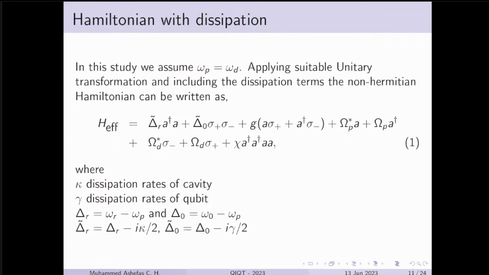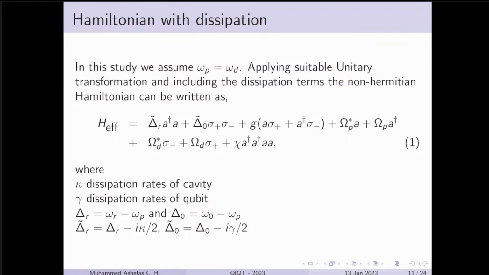And here the atomic pump frequency and the cavity driving frequency are the same, omega p equal to omega d. That is why I have simply written omega 0 minus omega p. Otherwise, it should be omega 0 minus omega d. Okay, so this is the total effective Hamiltonian.